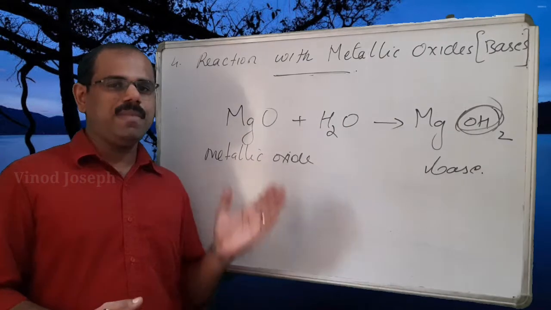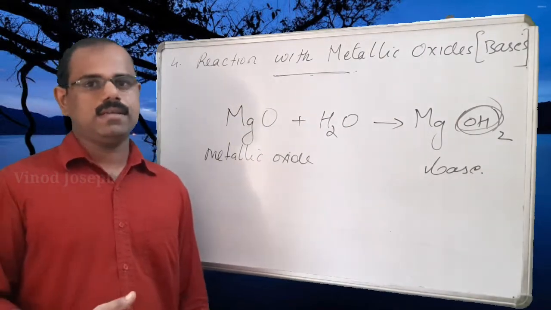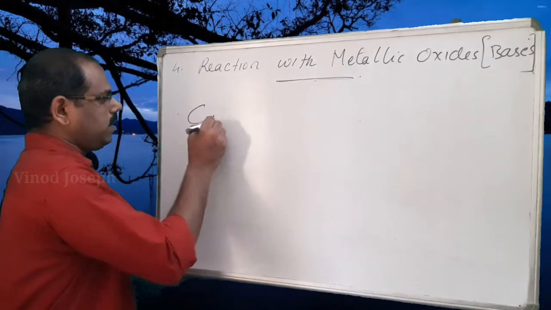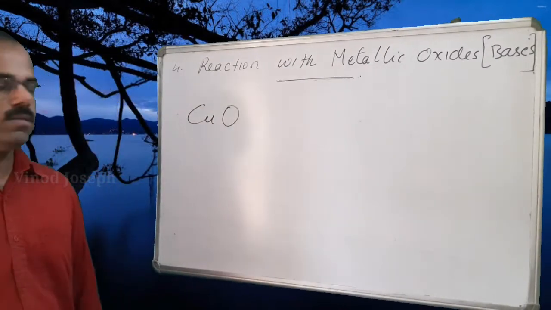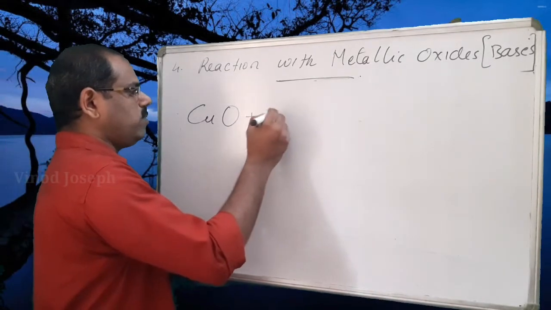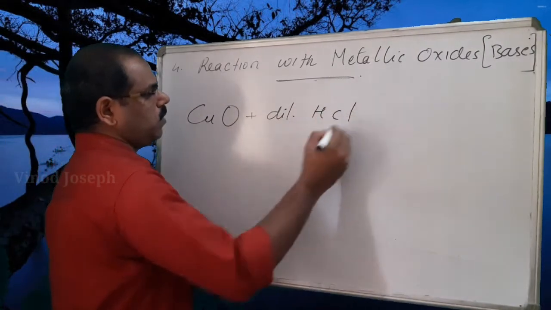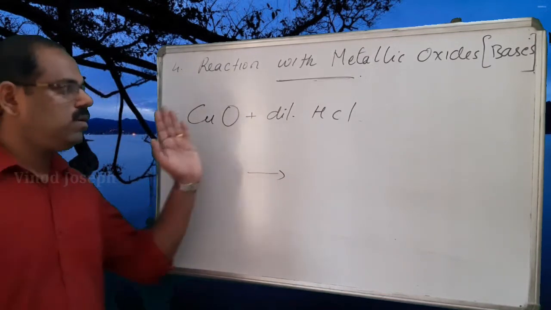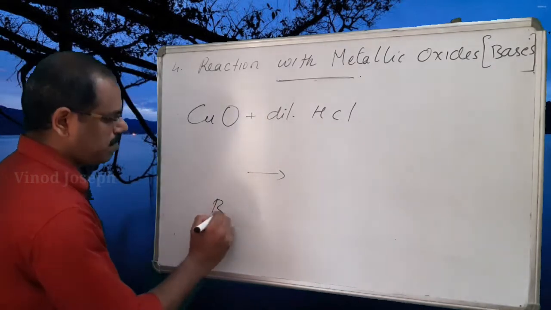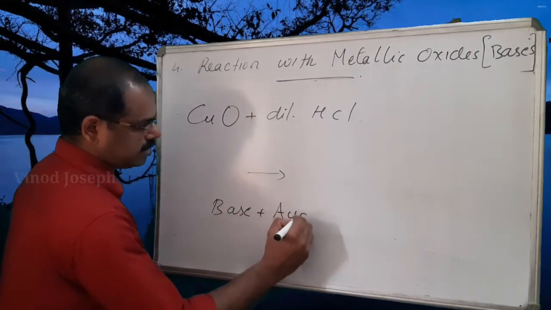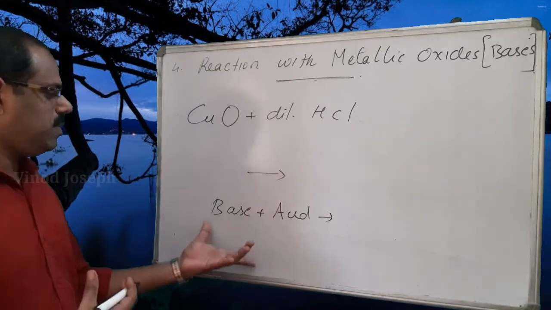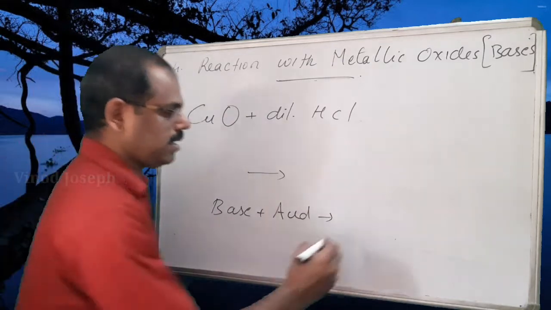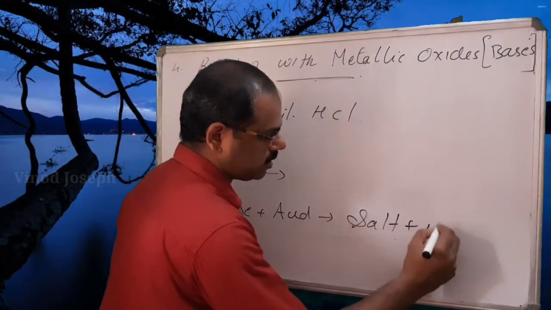So generally we can say metallic oxides are bases, as they give a base with water. See an example. We have taken copper oxide, or copper 2 oxide, with dilute HCl. What are the products? Consider it a metallic oxide, a base. A base reacts with acid. We have already learned the reaction between acid and base is called a neutralization reaction. What does it give? It gives a salt and water.